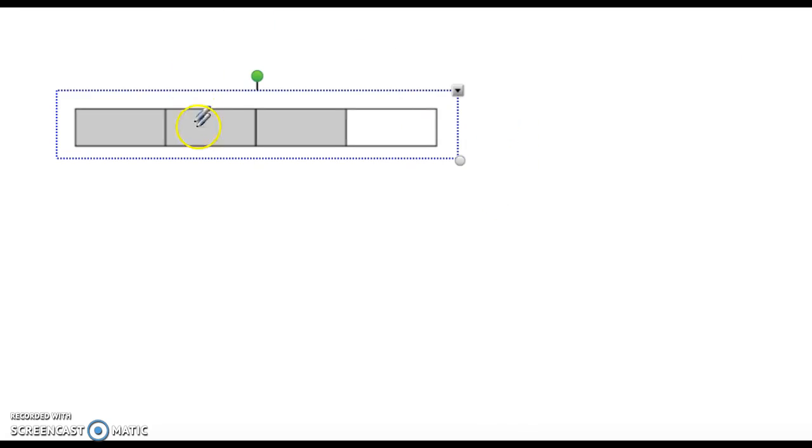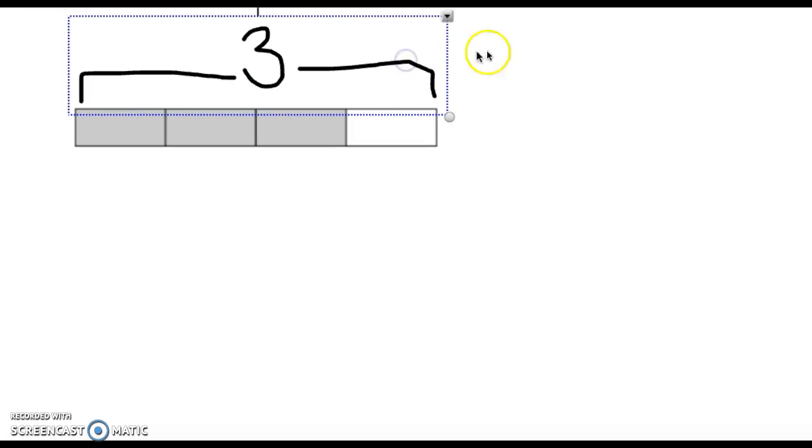So if it's easier to think of it like this and just say, hey, this whole is worth 3, that is exactly what this is saying. So if it's easier for you to think, hey, this is really worth just 3, this whole bar, that might be easier for you to think about.